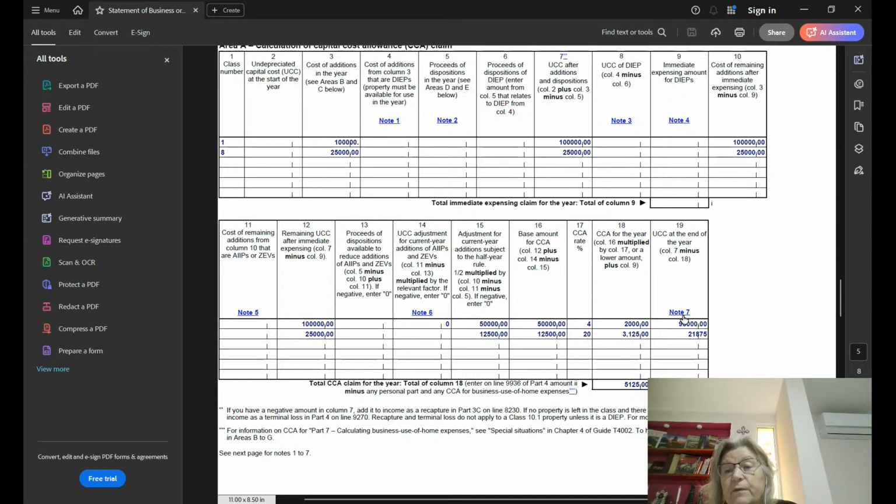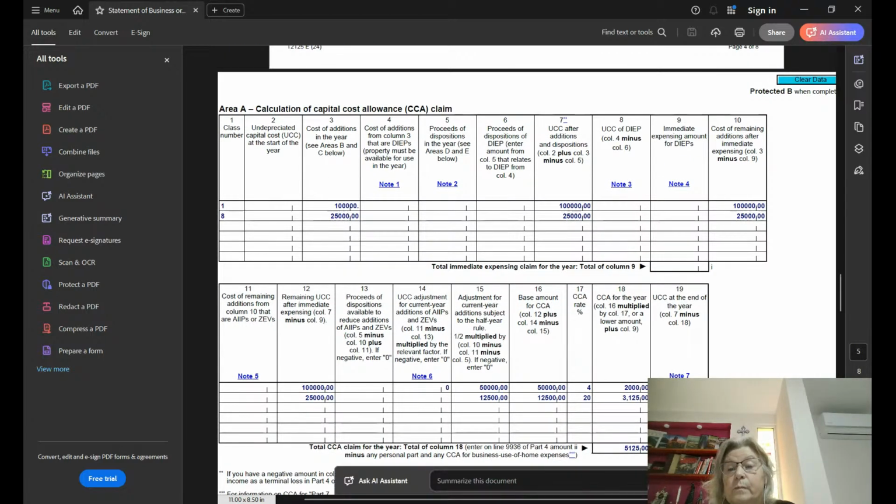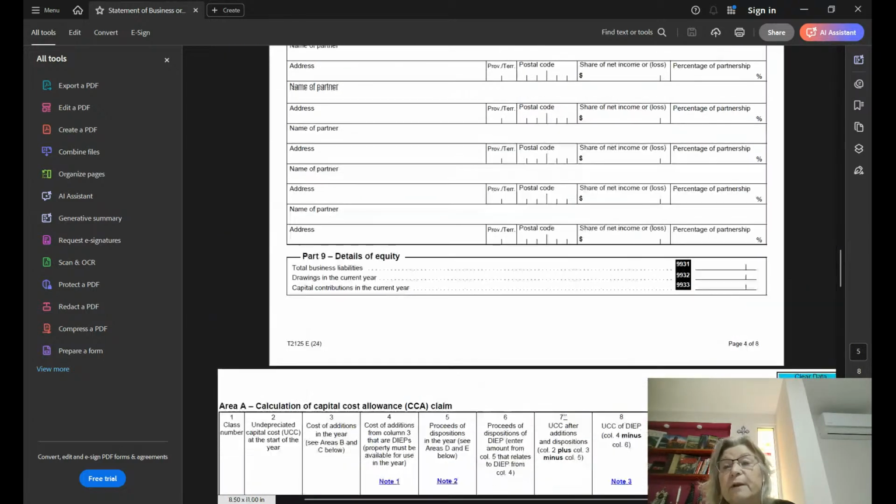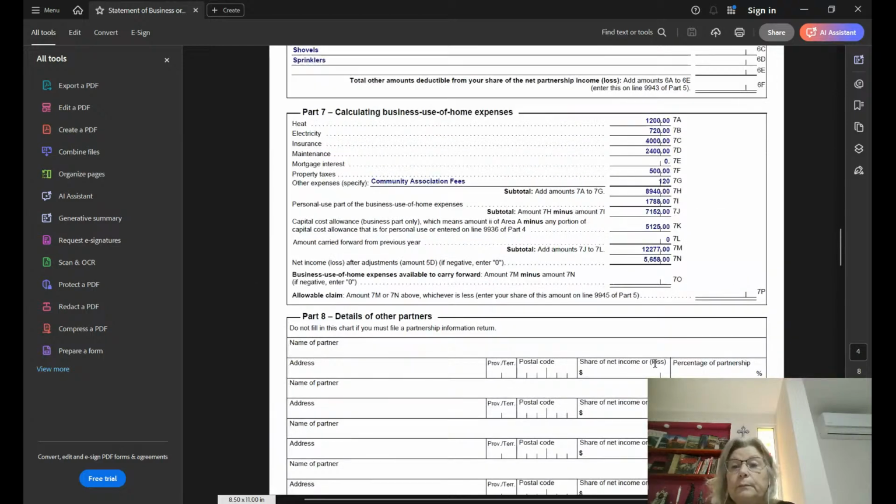Then also don't forget, what's the UCC, capital cost balance at the end of the year? It's not 50,000 minus 2,000, it's 100,000. It's the original cost we paid less the 2,000 equals 98,000. This is called, we take capital cost allowance on a declining balance basis, okay? So 5,125. So up here on line 7K, we have 5,125.